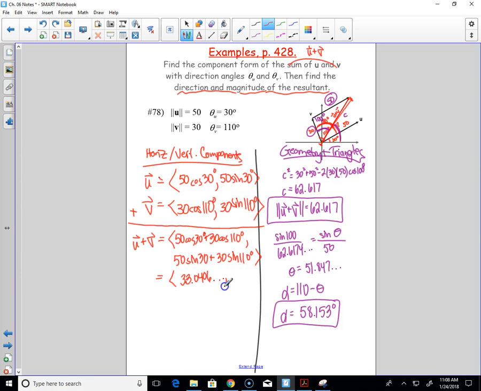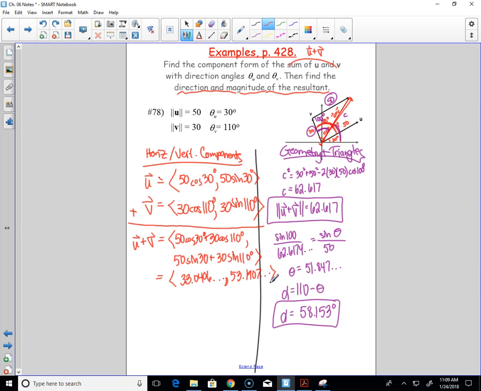This isn't my final answer. Then I can take it over again and say, wait, I want sine instead. So 50 sine of 30 plus 30 sine of 110, I end up with 53.1907. Does that make sense with my picture, that I go over 30-ish and up 53-ish? Over 30-ish and up 50-ish? Yeah. Looks pretty good with the picture that we drew.